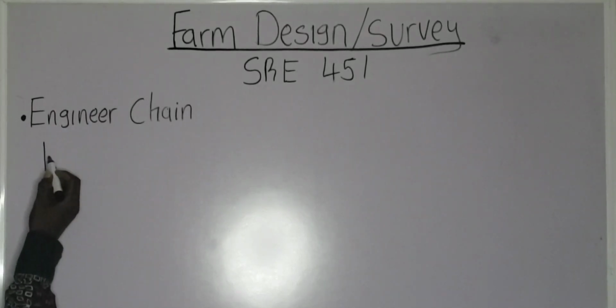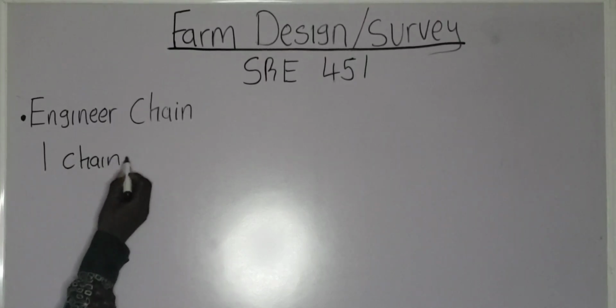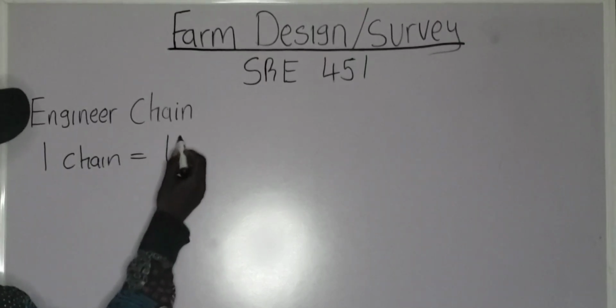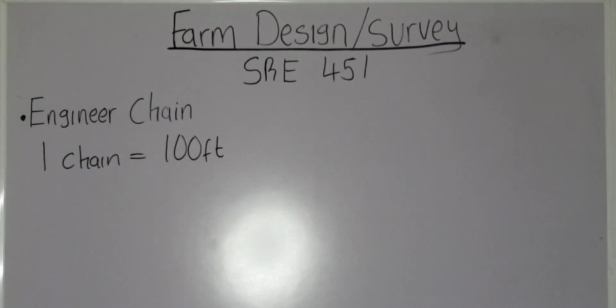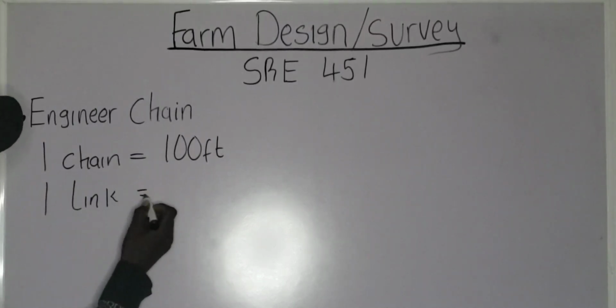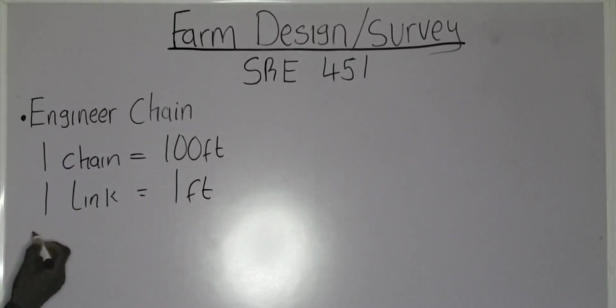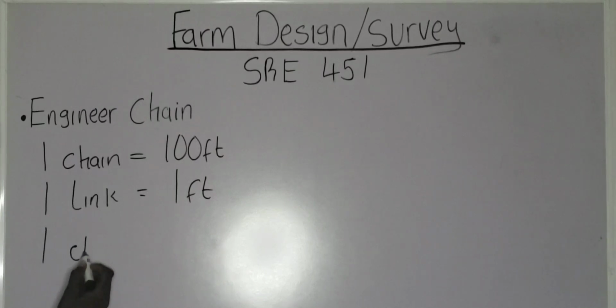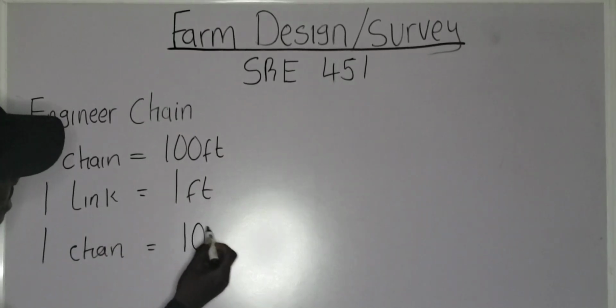Now I want to put this down. One chain is equivalent to 100 feet. Do you understand? Now, one chain is equal to 100 feet. This means that one link is equal to 1 foot. Do you understand? So one engineer chain consists of 100 links. Do you understand?